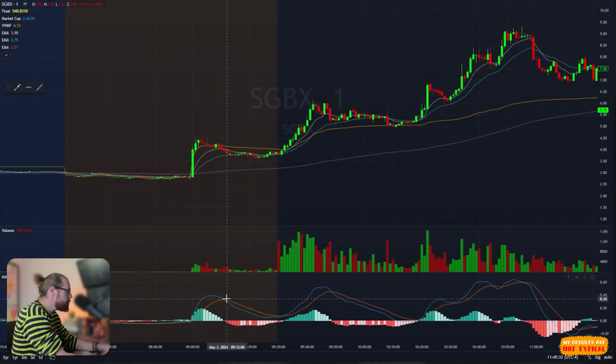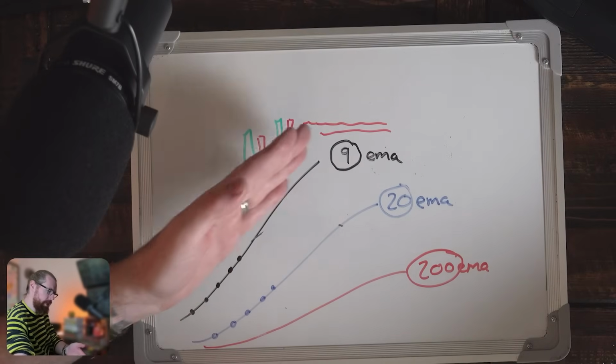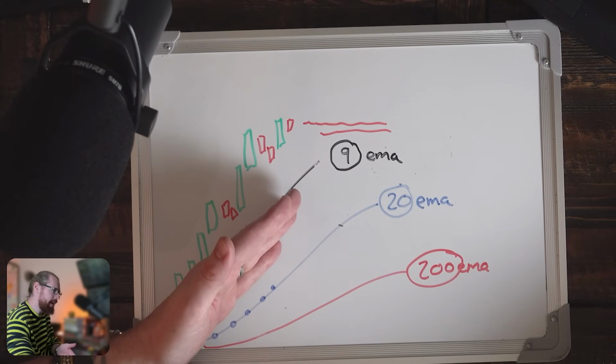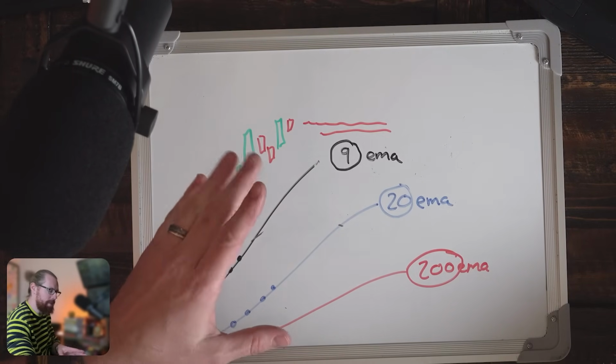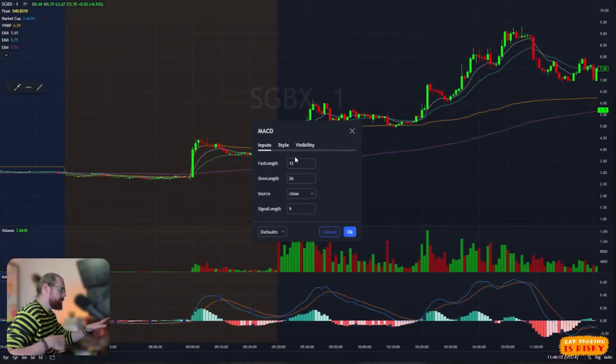Most platforms are going to put on the same settings, but I'll double click this and show you the inputs so you can make 100% sure that you're using the same settings. Our fast length is 12, our slow length is 26, our signal length is 9, and the source is close. This is the standard MACD setting. Essentially it's using a fast length moving average of 12 instead of 9, and 26 instead of 20, and then the signal is 9. So it's a little different than the moving averages that I use here, but these work really well on my chart, and this is the standard setting for MACD.